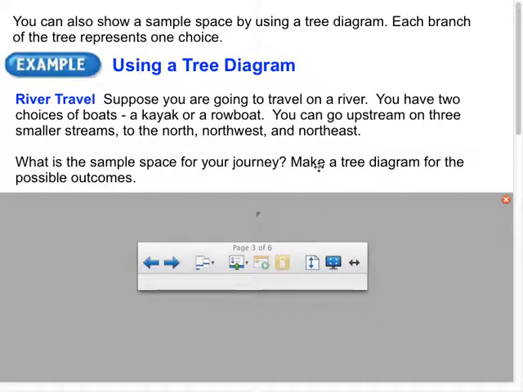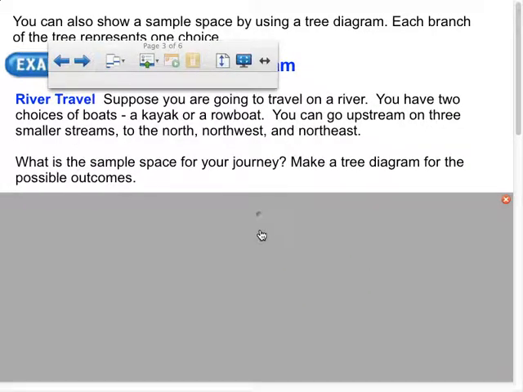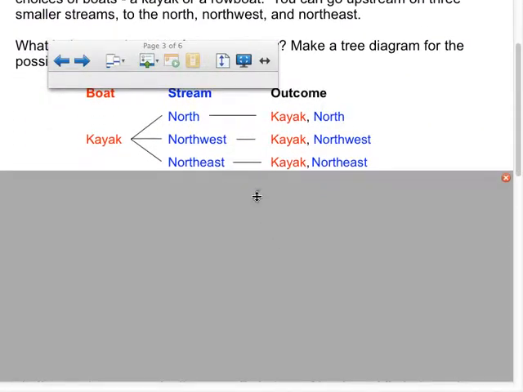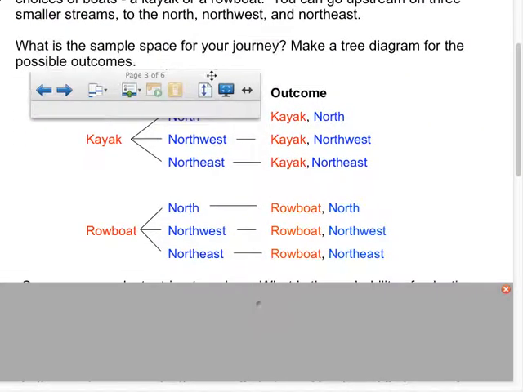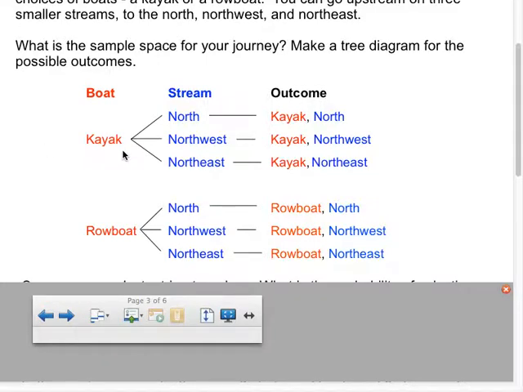So here's a tree diagram. Let me show you. It's another way to represent a sample space. And we see for the kayak, if we chose a kayak, we can go north, northwest, or northeast. So here are the possible outcome combinations. There's 3 for the kayak. And then if I chose a rowboat, there's 3 different combinations for the rowboat. So altogether, there are 6, just like we calculated. 2 times 3, 6. Okay? So we can figure out how many different combinations there are without making a tree diagram if we understand the counting principle. Does that make sense?